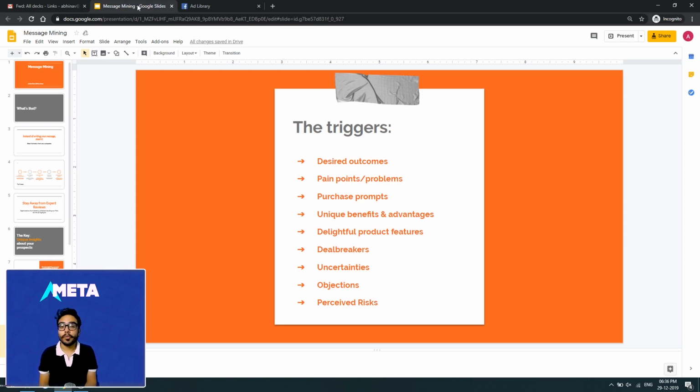Then you can figure out what the exact pain points and problems are, and then you can figure out what is the extreme pain point, the most urgent pain point, the most painful pain point. And then you can find purchase prompts. What are they looking for? What gets them to buy instantly? Do they shop around holiday season, or when do they shop?